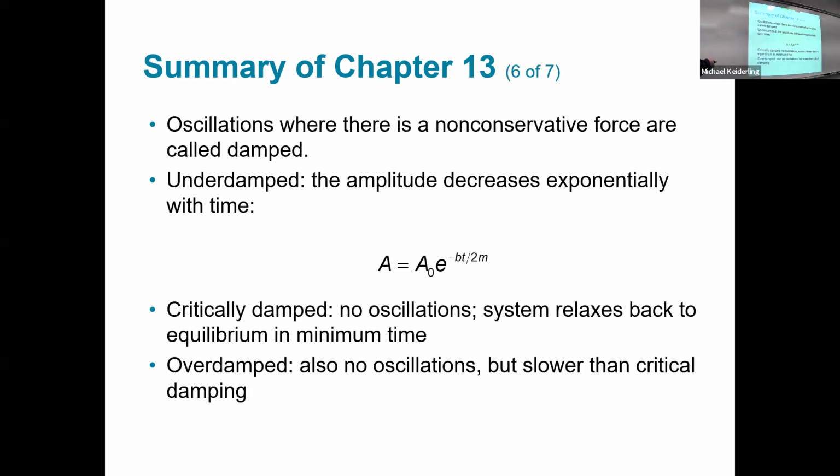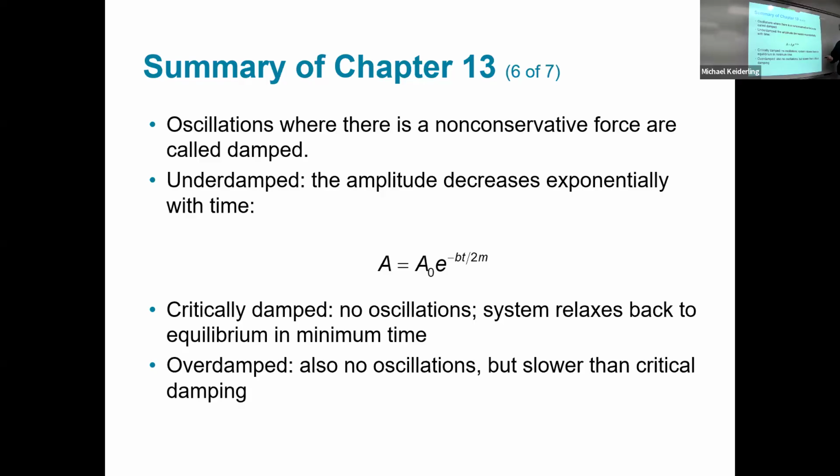And oscillations where there's a non-conservative force are called damped. If an oscillation is underdamped, it oscillates, but the amplitude decreases exponentially with time. So the amplitude at any time is the initial amplitude times e to the minus bt over 2m, where b is the damping term in the equation. So the actual formula is A naught e to the minus bt over 2m times, say, cosine omega t.